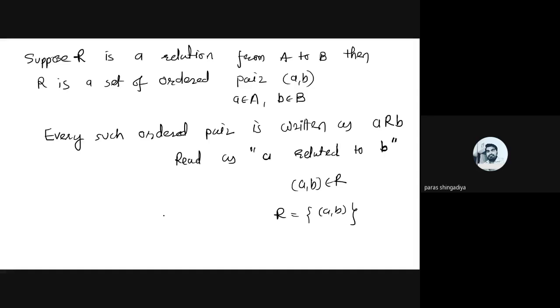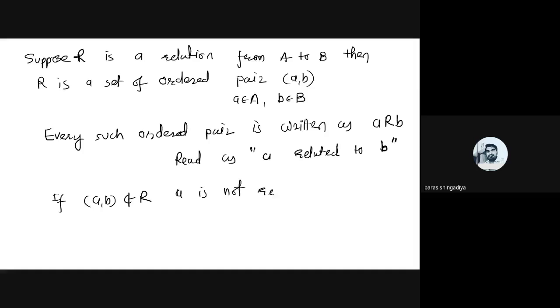Okay, and if (A, B) does not belong to R, it means A is not related to B. It can be written as A not related to B.